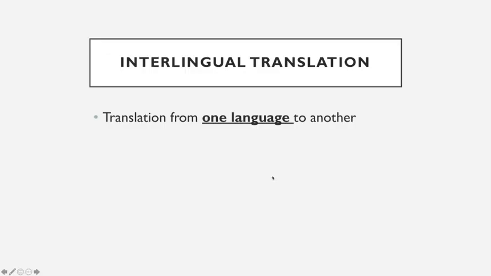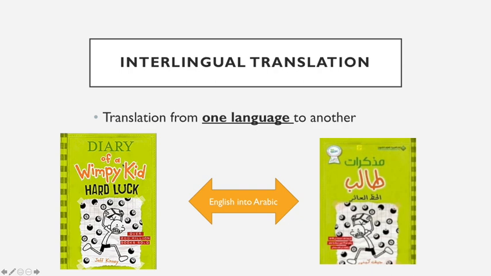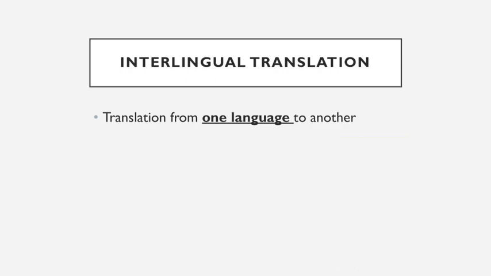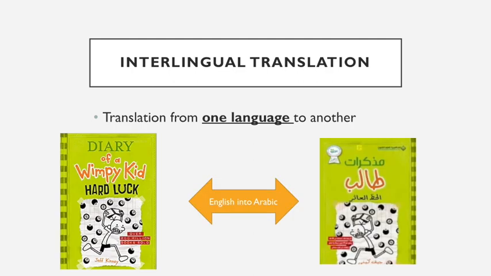The second type of translation, according to Jakobson, is translation from one language to another, which is translation proper, as scholars call it. For example, we have the diary of a wimpy kid translated into Arabic. So the process here is called interlingual translation, when we translate from one language into another, and this is what we are going to do in our class from now on. So we're going to take a text that is written in Arabic and we're going to convert it into English, and this is what we call interlingual translation.